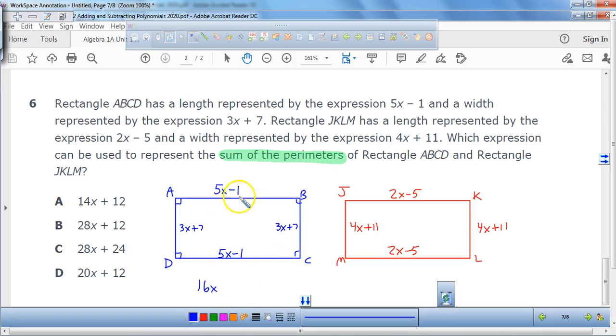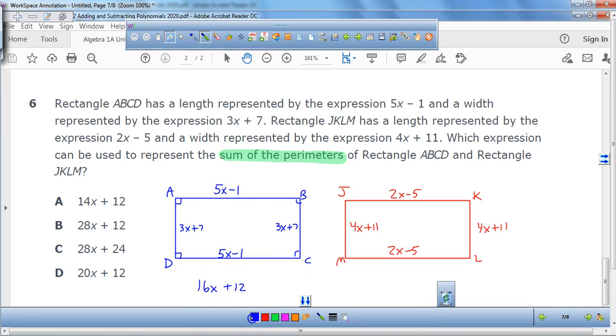14 minus a total of 2 gives me 12. So the sum of all the sides in the blue of A, B, C, D is 16x plus 12, because I just added all the x's together. If you didn't see that, take 3x and 5x, which is 8x, plus 3x plus 5x, which is another total of 8x. And 8 plus 8 is 16. That's another way of looking at it.